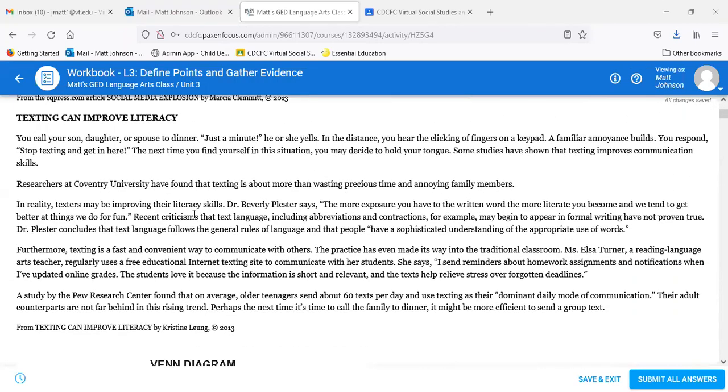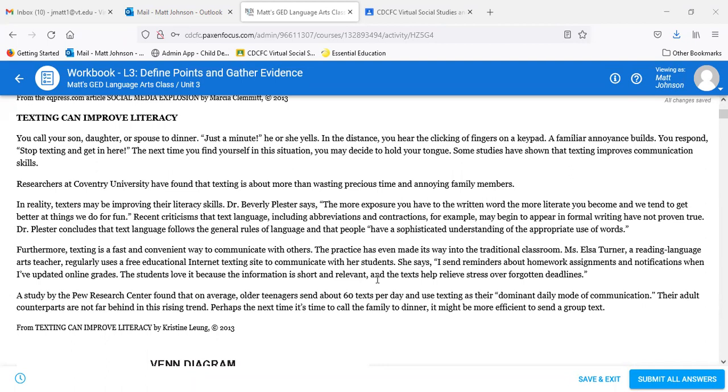It could be seen as a weakness here with Leung's passage because, with her refuting the claim about language and grammar skills, she uses Dr. Beverly Plester, okay? And she quotes there. Her second evidence, though, she uses an anecdote, right? So she just uses the one person's experience.